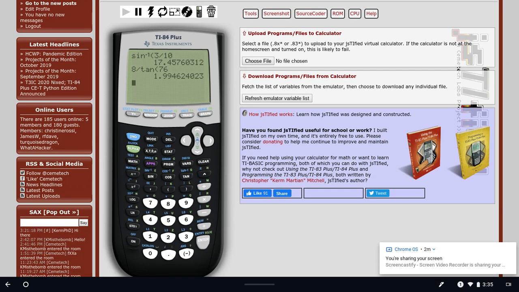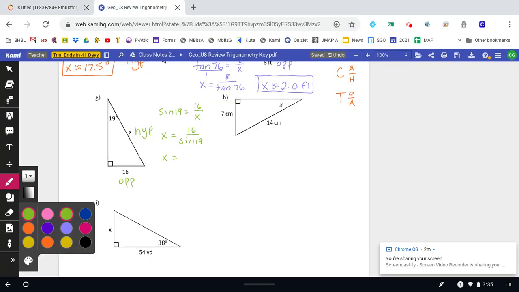Okay, go to my calculator. 16 divided by sine of 19 degrees. Get about 49.1. And a unit on that? No unit.